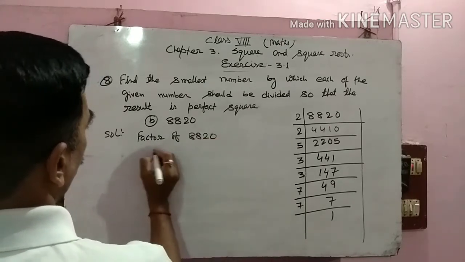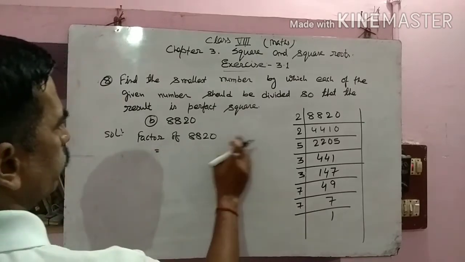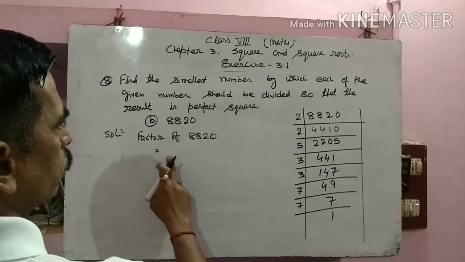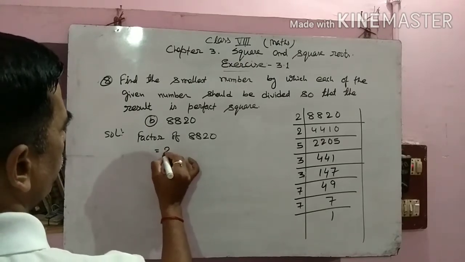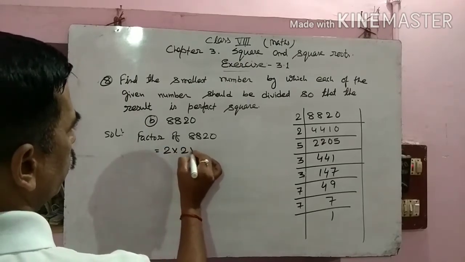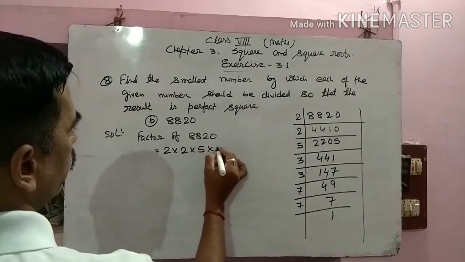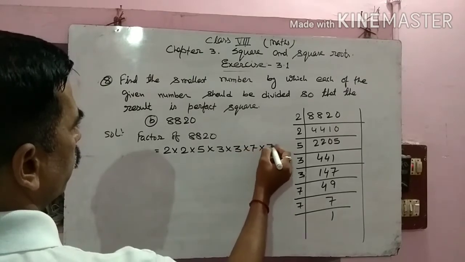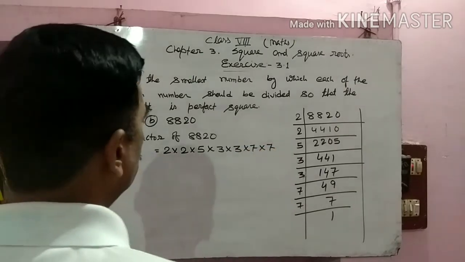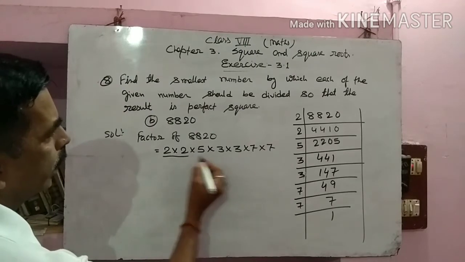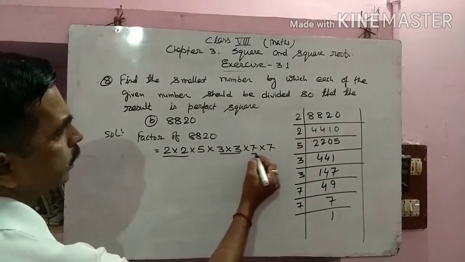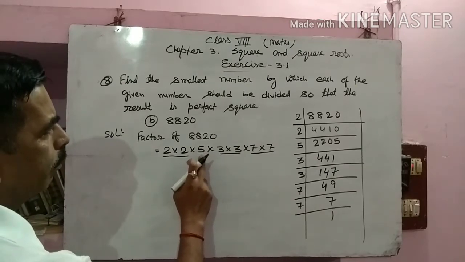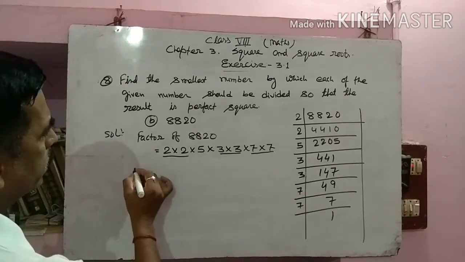8820 is equal to, I have no space, that's why I am writing here. So as 2 into 2 into 5 into 3 into 3 into 7 into 7. What will we see here? 2 is in pair, 3 is in pair, 7 is in pair. What remains? 5. 5 is not in pair. Okay.